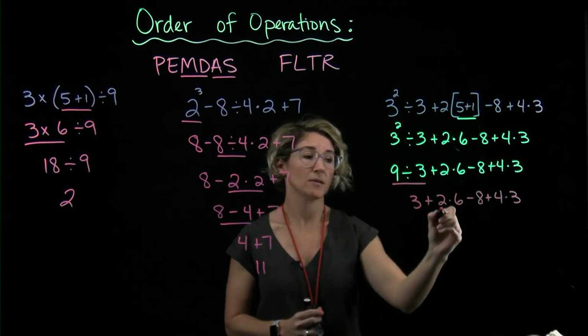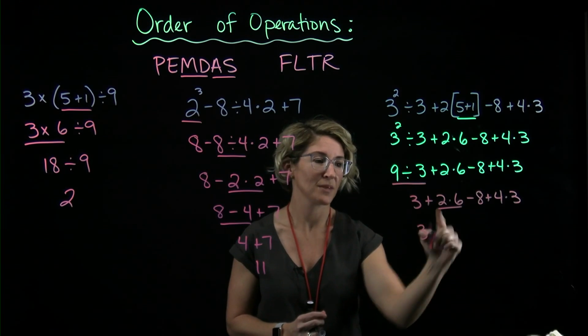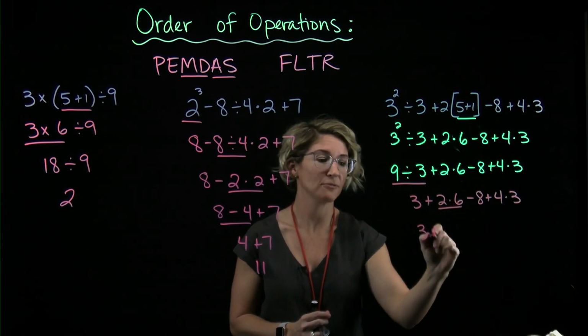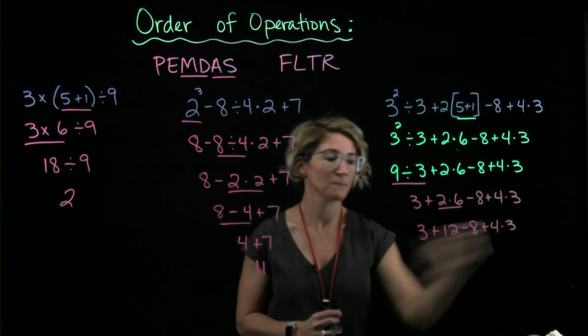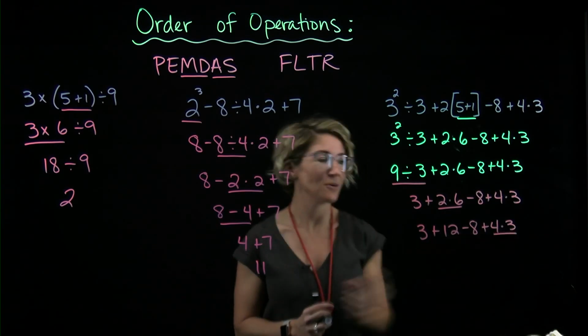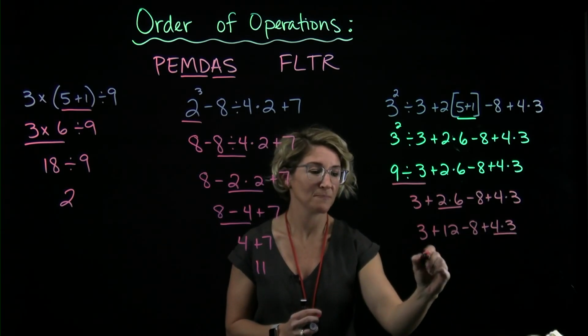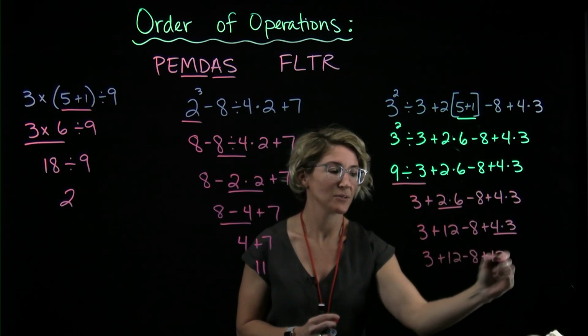The next thing I see is multiplication. I see a multiplication here, so I'm going to do that now. 2 times 6 is 12. And I'm going to bring down everything else. I still see a little bit more multiplication. I'm going to do that one last. Here we go. 4 times 3 is 12. I've got 3 plus 12 minus 8 plus 12.